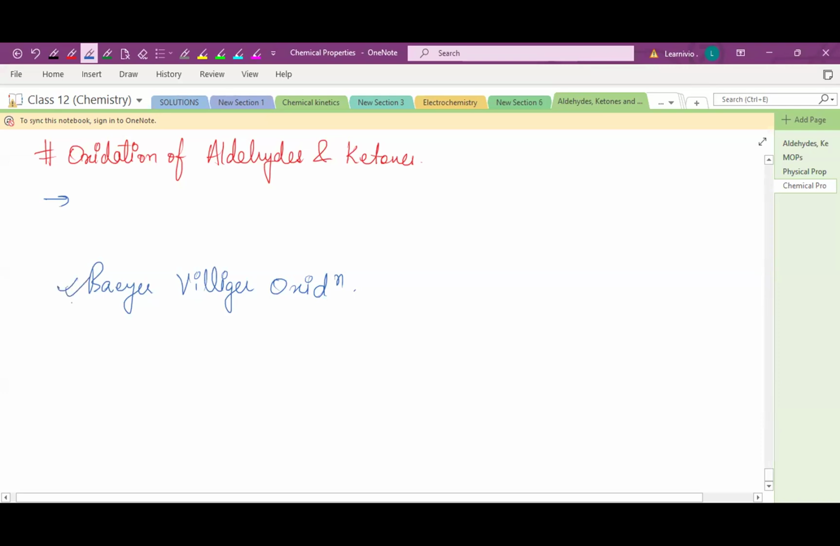This name reaction is very important, and in this reaction, we can oxidize the ketone into a corresponding ester in the presence of peroxycarboxylic acid. So what is peroxycarboxylic acid? RCO3H. In the presence of this peroxycarboxylic acid, we can oxidize the ketone to a corresponding ester. But normally oxidation of ketone is not very easy because of lack of alpha hydrogen.